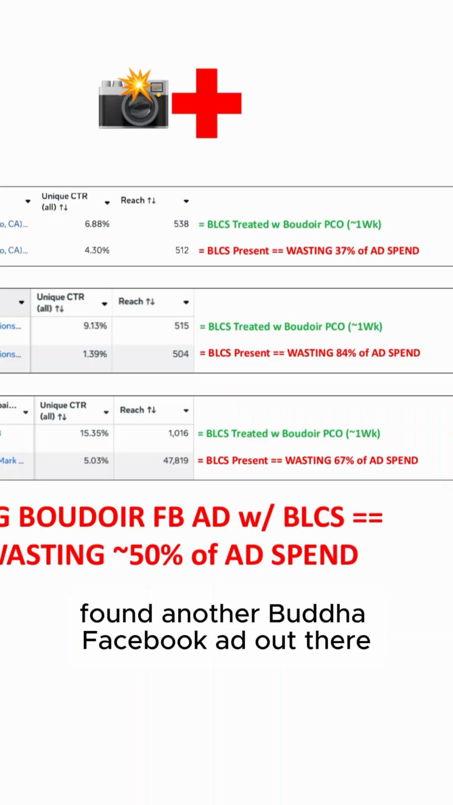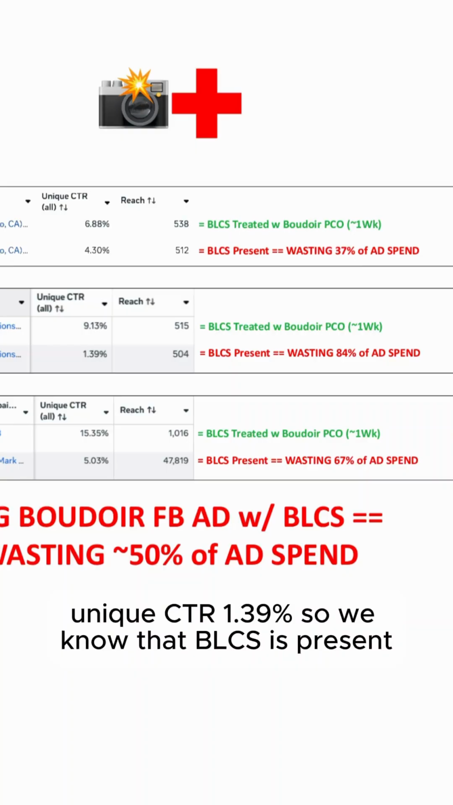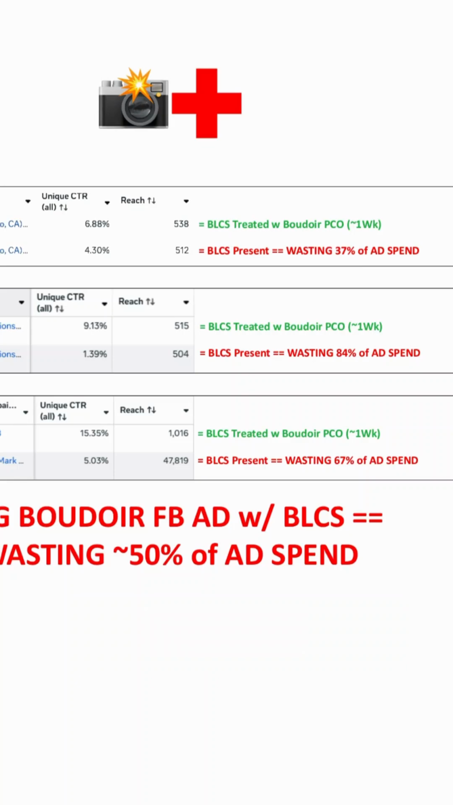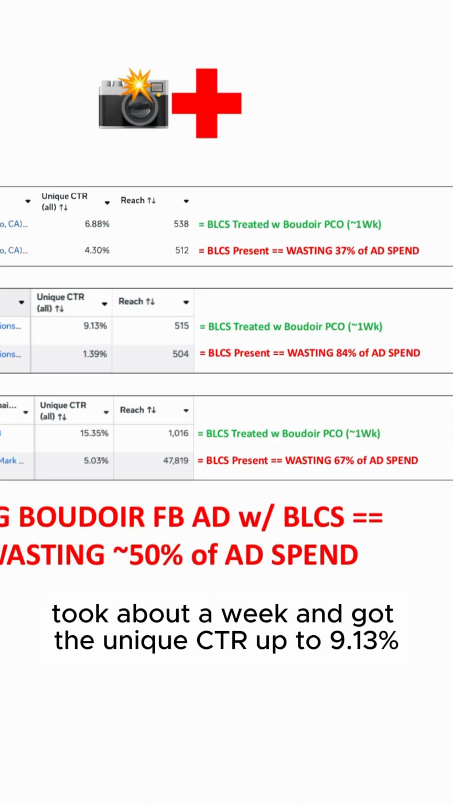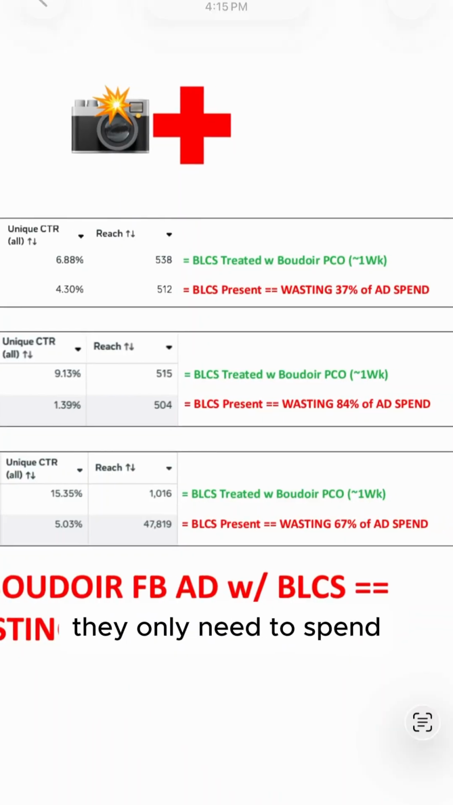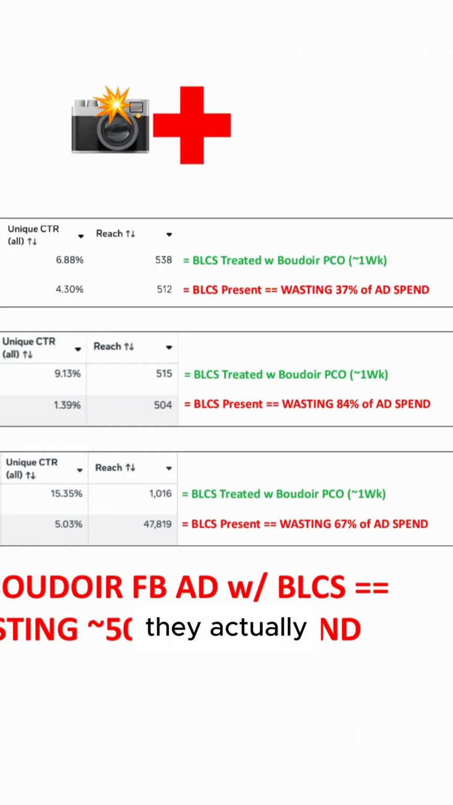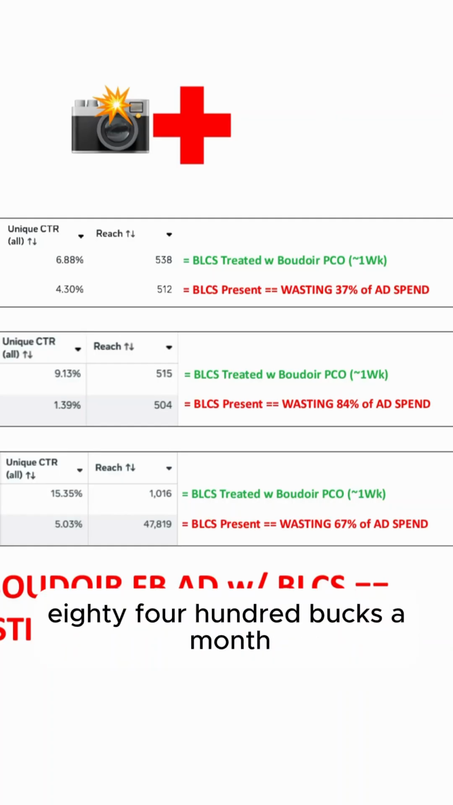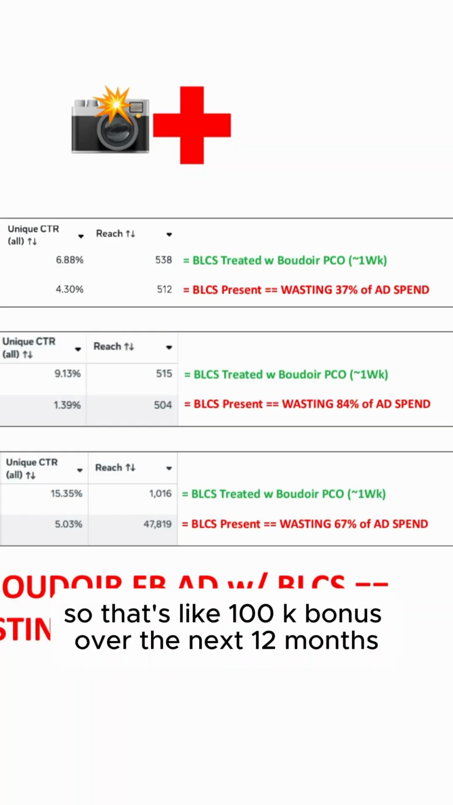Second part of my residency, found another Boudoir Facebook ad out there. Unique CTR 1.39%. Unique CTR under 6%, so we know that BLCS is present. We duplicated it, treated it with Boudoir Pico, took about a week, and got the unique CTR up to 9.13%. So we found out the original Boudoir Facebook ad was wasting 84% of ad spend. If they're spending 10 grand a month on that original ad, now they only need to spend $1,600 a month on the Boudoir Pico treated ad, and they get their ad into the same number of women's brains in both scenarios. So they eliminate $8,400 a month in wasted ad spend and pocket that by simply not spending it. It's like a 100K bonus over the next 12 months.